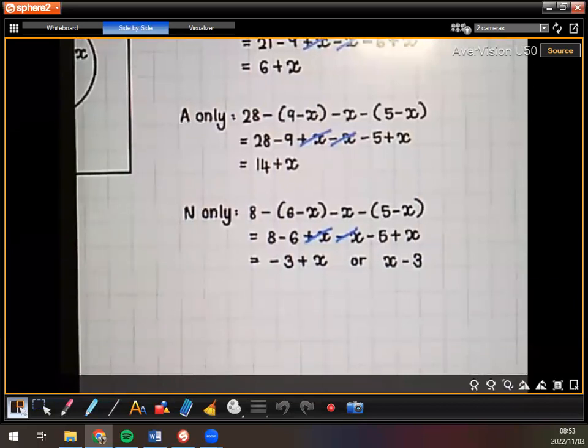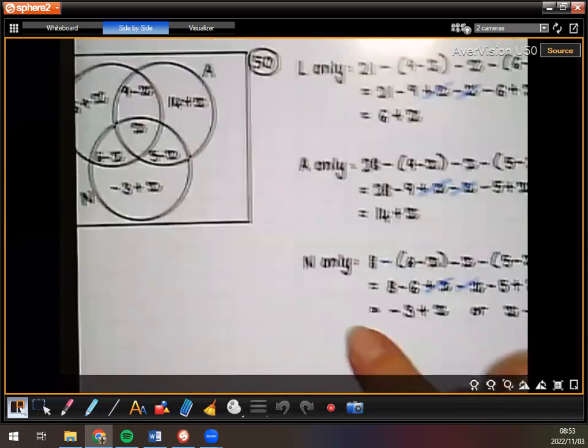Yeah, and then for nose only I got negative 3 plus x. You can also write it as x minus 3 if you want, but negative 3 plus x is also fine. So if you didn't get that right, you can just take a look. All right, that was step 3.